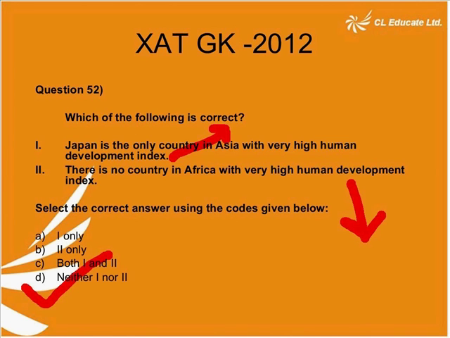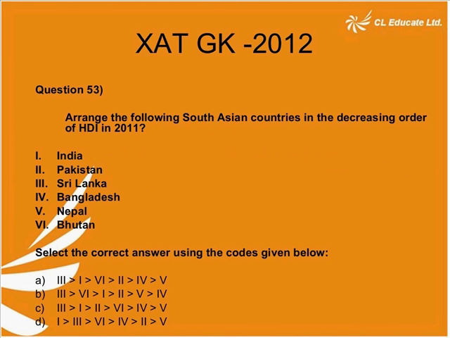Question number 53. Now it is a question to test your sense also. Arrange the following South Asian countries in the decreasing order of HDI in 2011. Look at the options, you can get the correct answer from the options only.